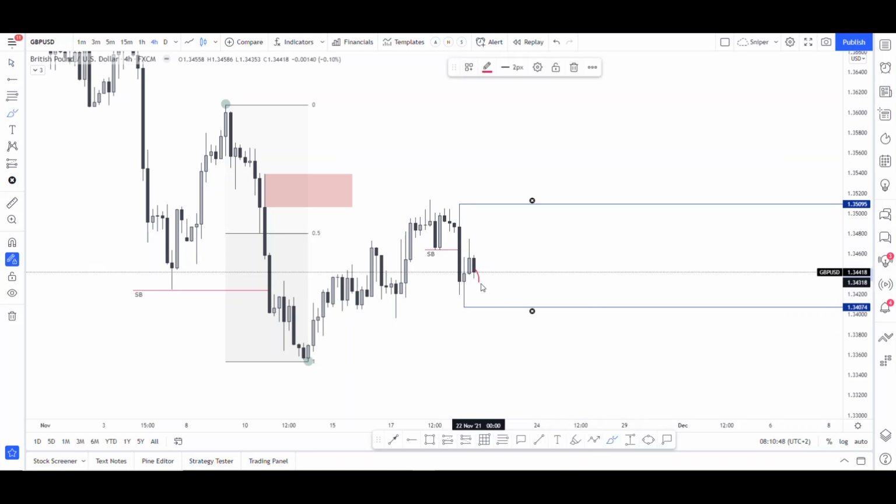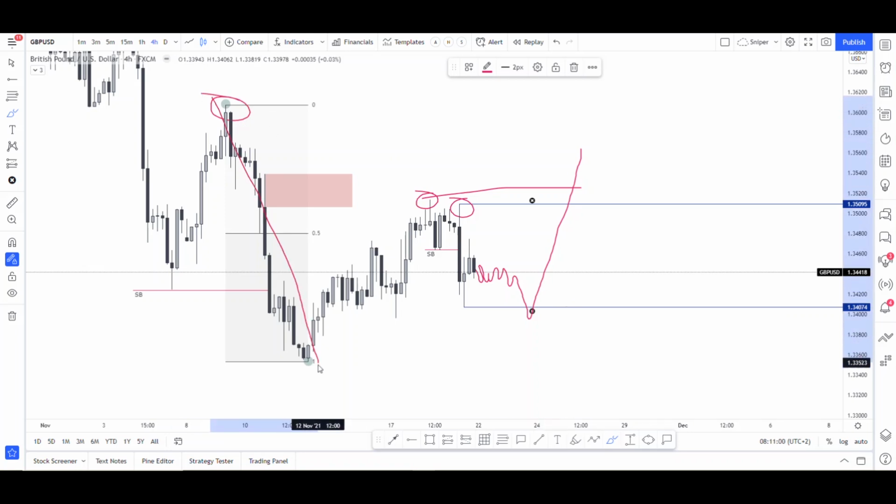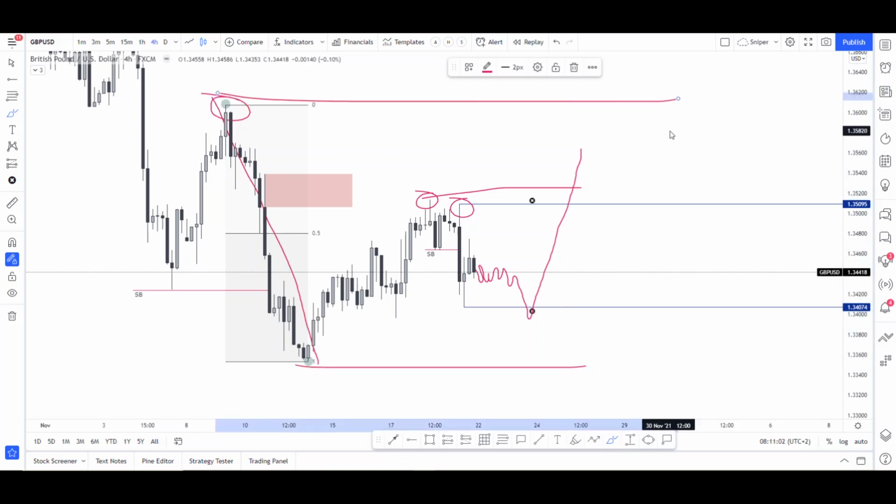Just off the top of my head, it would be nice if we see a consolidation, a sweep, and then a continuation back towards the upside, grabbing the liquidity above this high and above this high, and then ultimately reaching for this high from our bigger range that we are trading within.